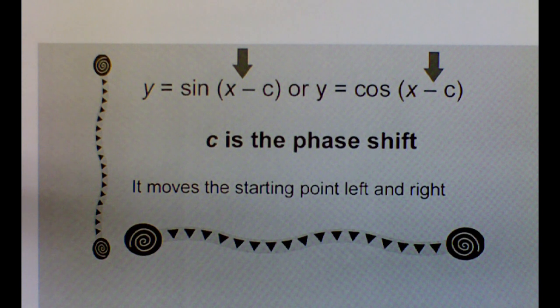Normally, sine starts at 0, 0. A C value shifts it to C, 0. Cosine is very similar, except it's C, 1.